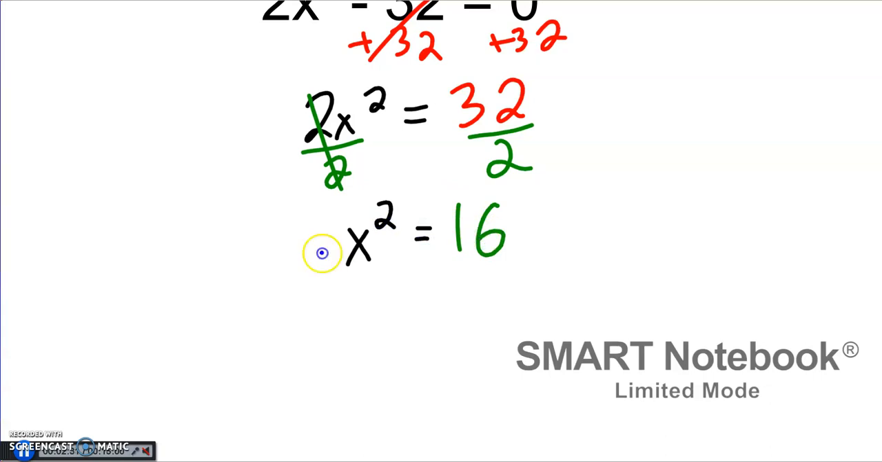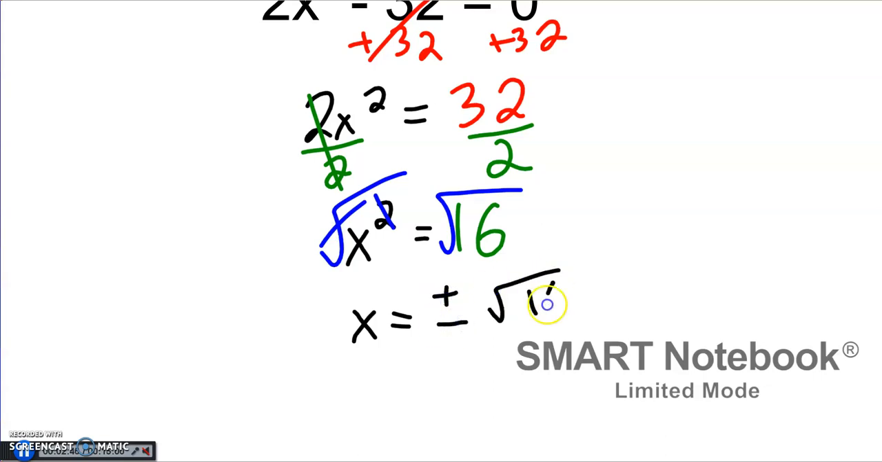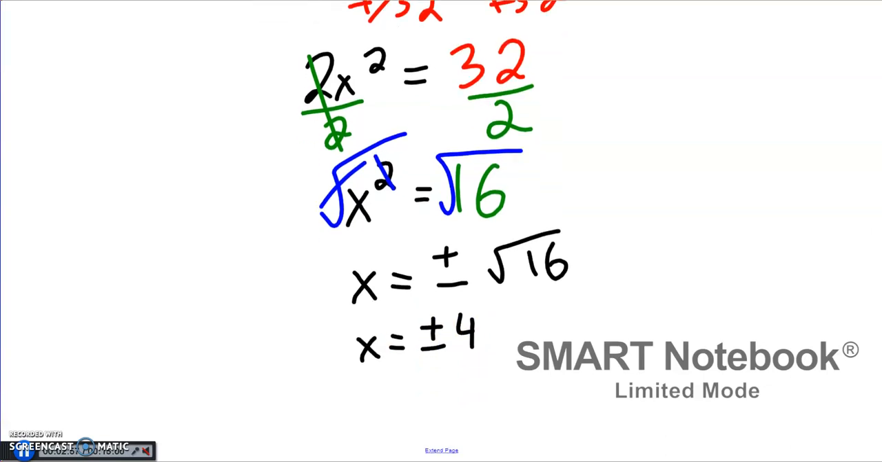So now we need to take the square root of both sides. So we're going to get that x all by itself now, because taking the square root of something squared cancels each other out. So now we have technically plus or minus the square root of 16. And we know the square root of 16 is going to be 4. So we get plus or minus 4. Some teachers are going to say to write it out, and if you do write it out, you would say x is equal to 4, x is equal to negative 4.